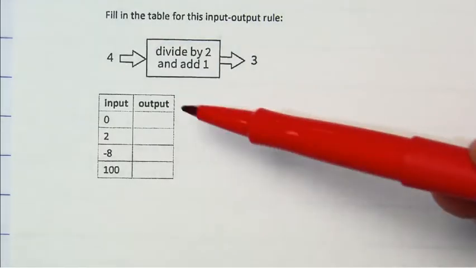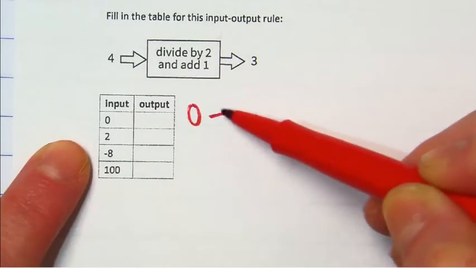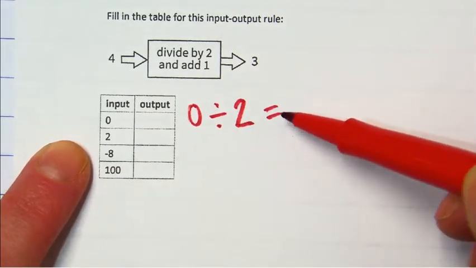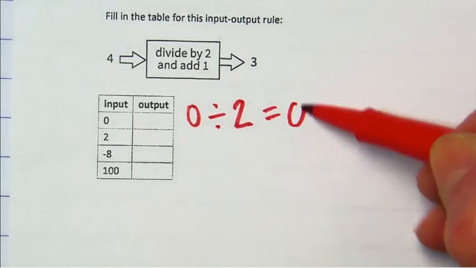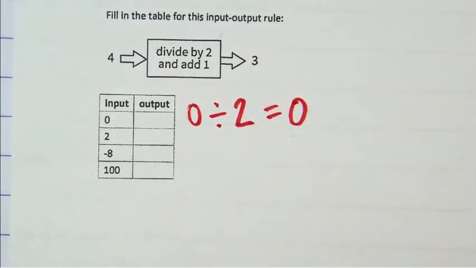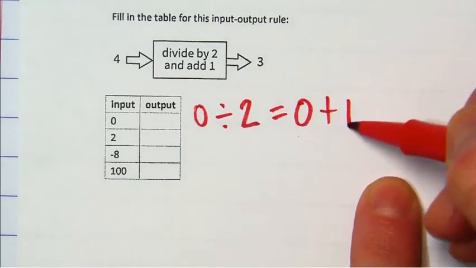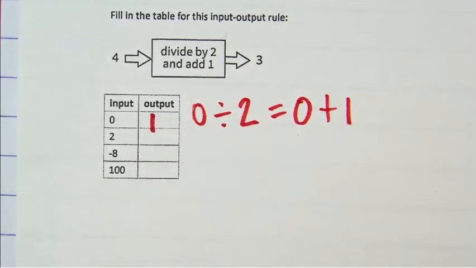So if our input is 0, I'm going to take 0 and divide by 2. If you remember from yesterday, we talked about zeros and division. You can always take a 0 and divide it by another number, and you get 0. 2 divided by 0 would be impossible, right? So you can always take 0 and divide another number and get 0. Add 1. So your output should be 1.